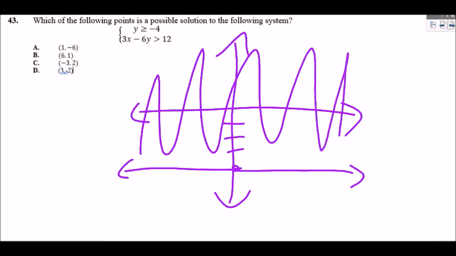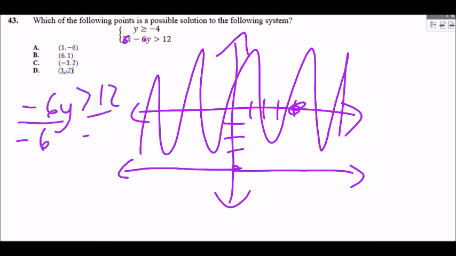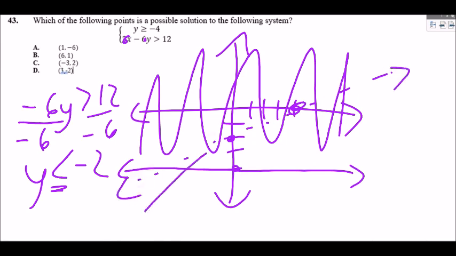The next one says that if I were to cover up y, that x is equal to 4. So 1, 2, 3, 4. And then if I were to cover up x, I would say that -6y is equal to 12. Dividing by a negative means flip the sign. And now I have -2. So it's at -2, but now it's less than. So dash the line and less than. So that means shade below.